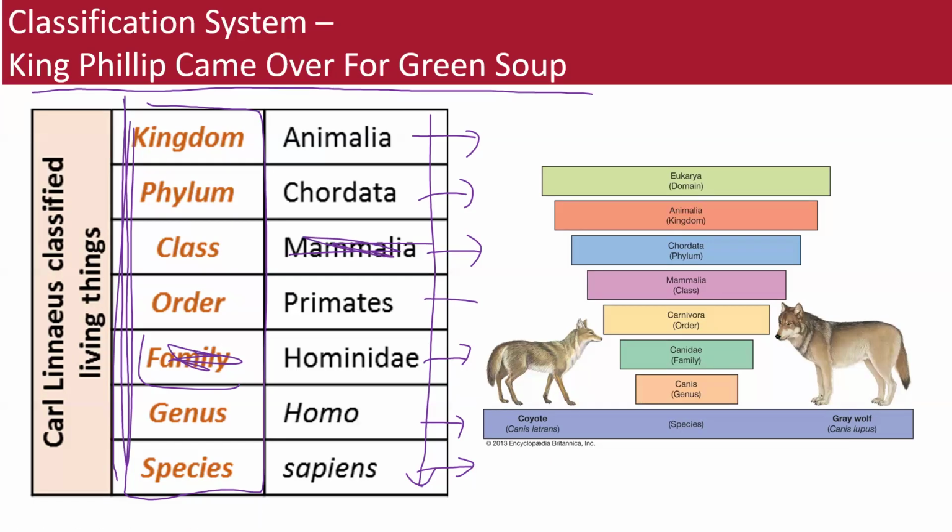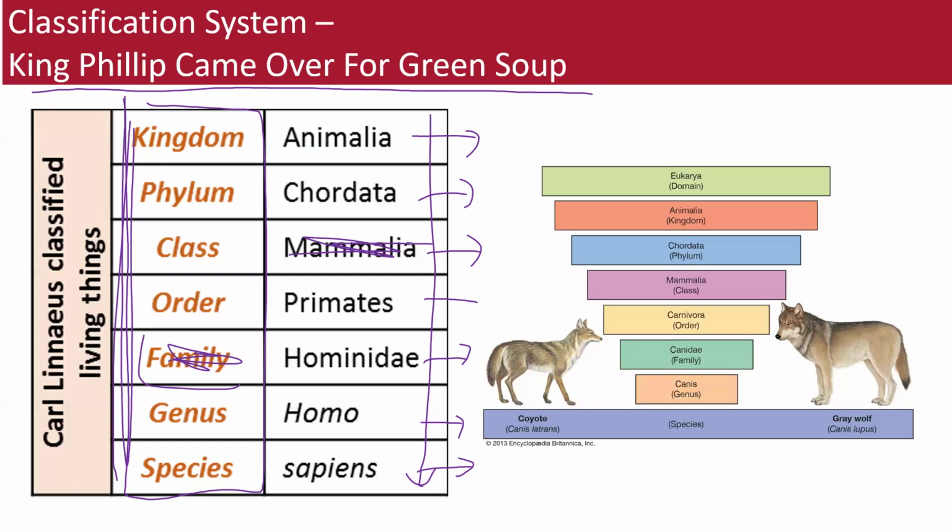Also, don't forget, this PowerPoint is already on Google Classroom. King Philip came over for green soup, whatever. I was just thinking about one that I did for when I did my A levels, and it was not very appropriate to say online, probably.